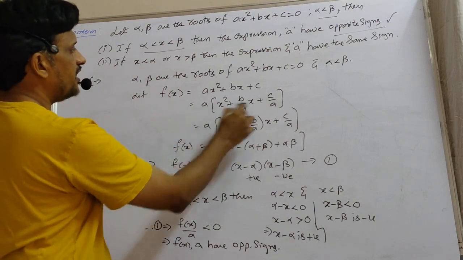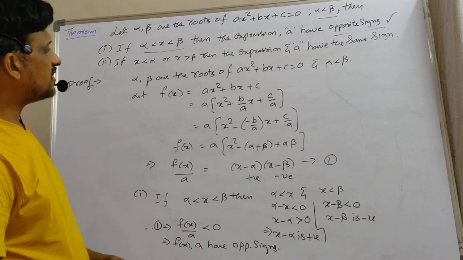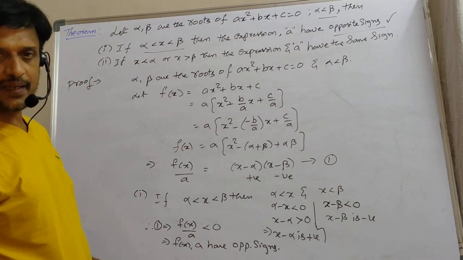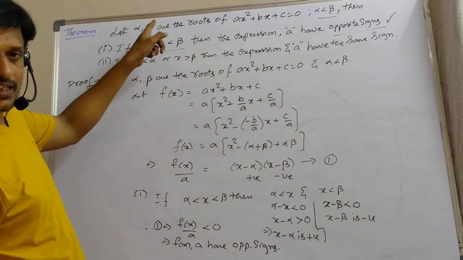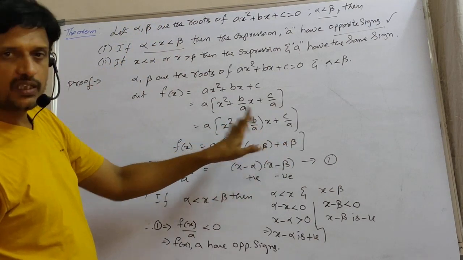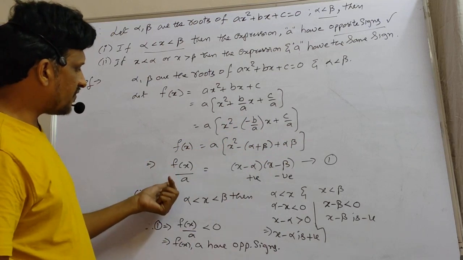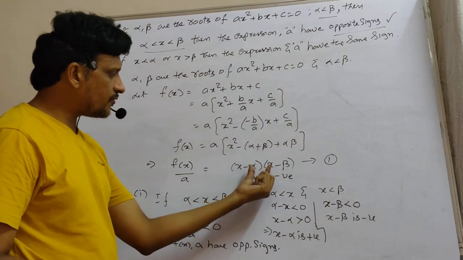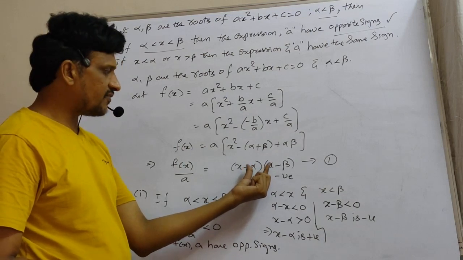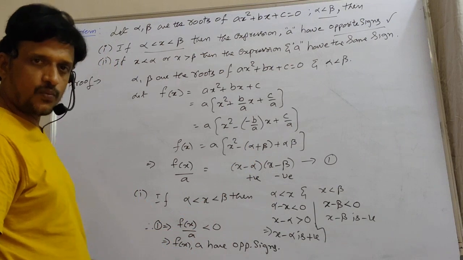Then by taking a common, you will get x square plus b by a x plus c by a. Since alpha and beta are the roots which are given, you can write sum of the roots and product of the roots instead of minus b by a and c by a. Then you are getting the value of f of x by a, which is equal to the product of two terms where x minus alpha is the first one and x minus beta is the second one. Suppose this is equation number 1.